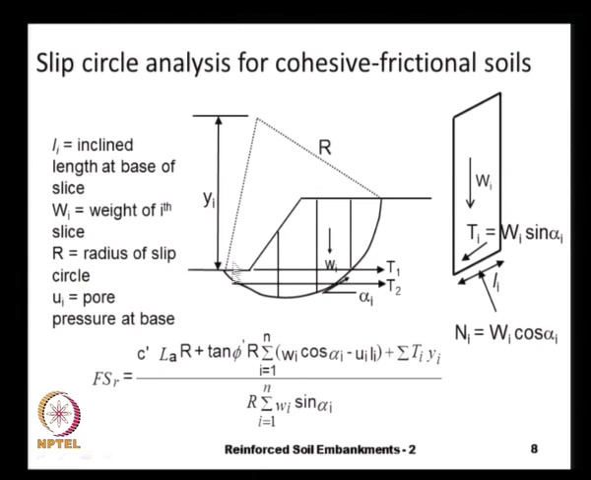and this entire quantity that we have, W times cosine alpha minus ui Li, is similar to our effective stress, and this whole thing is multiplied by R, that is the lever arm, and say we have a certain number of reinforcement layers, we can take the summation of T times y, and that resisting moment divided by the upsetting moment because of this component of the force Ti, which is Wi sin alpha i, will give us the factor of safety of the reinforced slope.